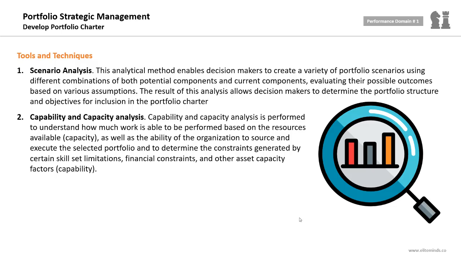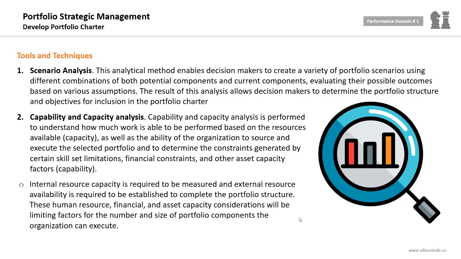This is the capability. So in order to decide which components should be part of the portfolio structure, what are the programs and the projects and the operations the organization can execute, you need to understand the current capacity and capability of the organization by conducting this analysis. Internal resource capacity is required to be measured, and external resource availability is required to be established to complete the portfolio structure. These human resource, financial, and asset capacity considerations will be limiting factors for the number and size of portfolio components that the organization can execute.